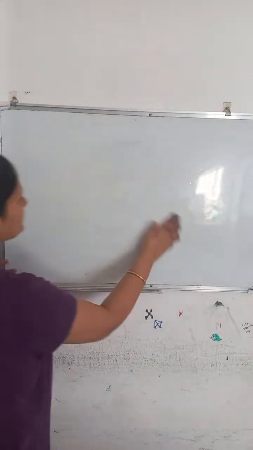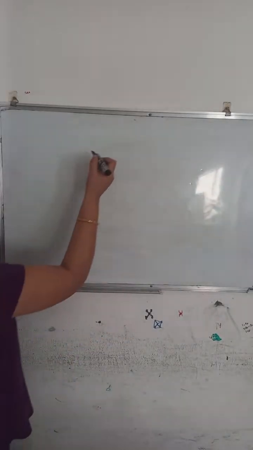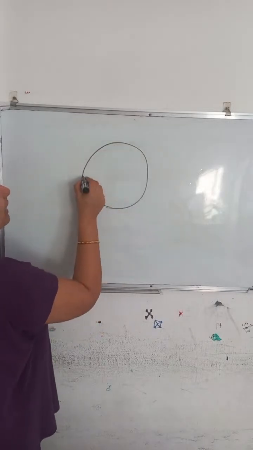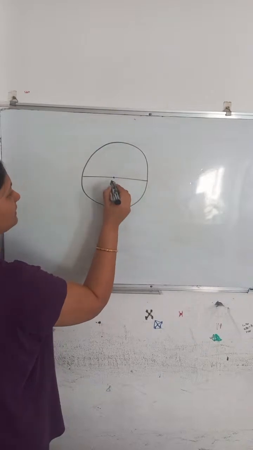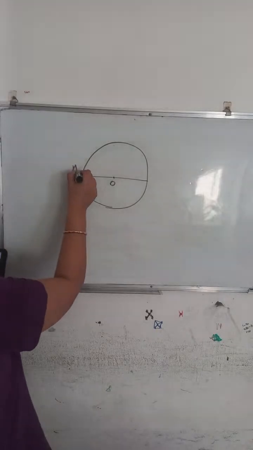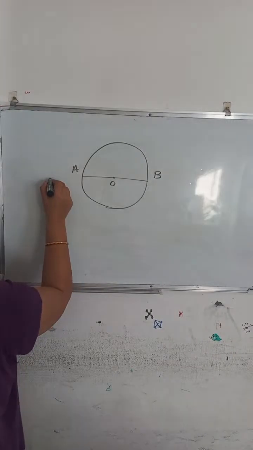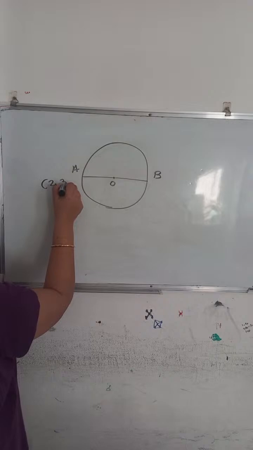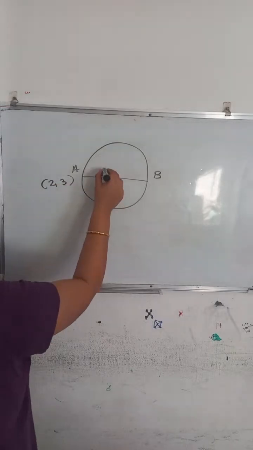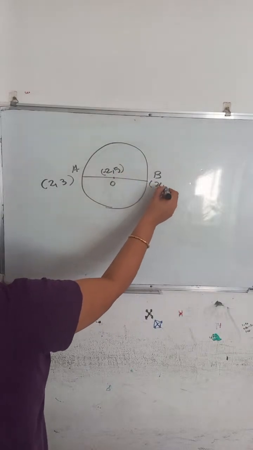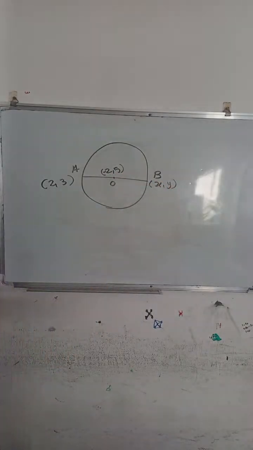Here one circle is given. Here this is the circle, okay, and this is the diameter. This is the center, and the coordinates of one end of the diameter are given. Suppose I am taking the ends as A and B. One end point coordinates are 2 comma 3 and the center coordinates are given as minus 2 comma 5. Then they are asking us to find these coordinates x and y.